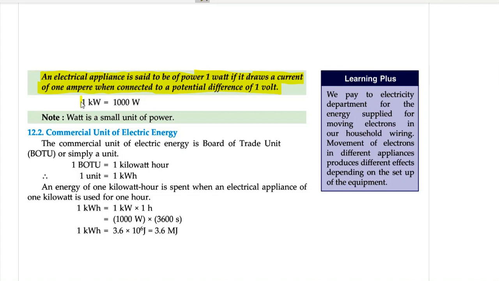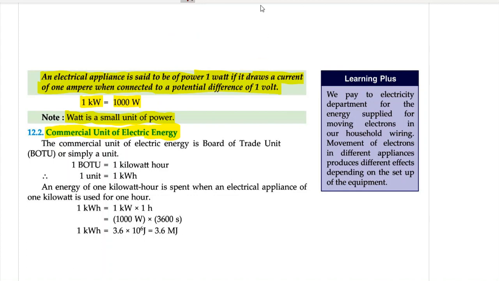Also remember, there is a multiple unit of power, kilowatt. 1 kilowatt is 1000 watt. Watt is a very small unit of power. That's why there is a need for a commercial unit of electrical energy. So I would like to discuss some more things over here regarding commercial unit of electrical energy.